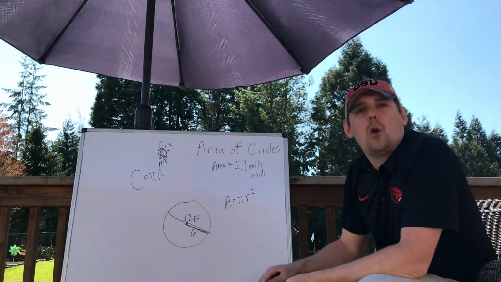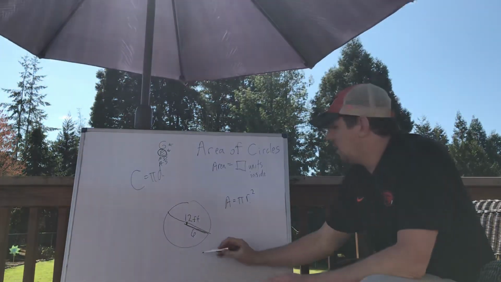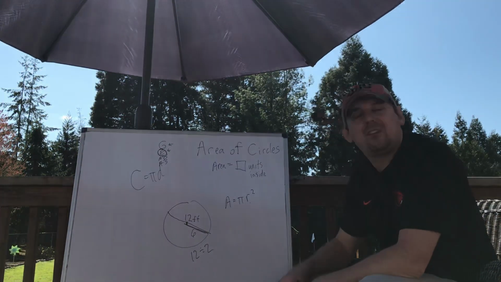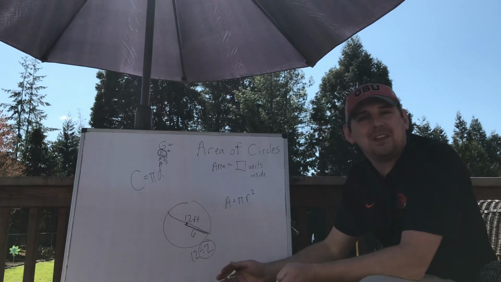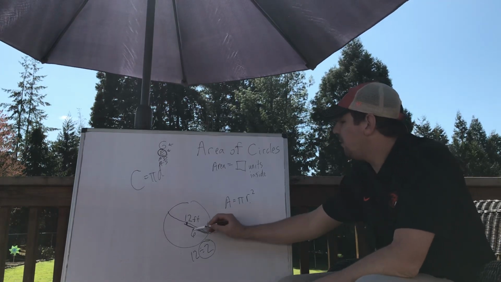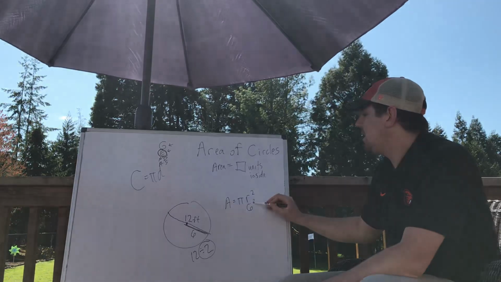Some of you do not know how to take half of 12. The way to do it on a calculator is divide by 2. Dividing by 2 is the same thing as taking half. Anyways, we've got the radius now of 6, so we're going to put 6 right here.